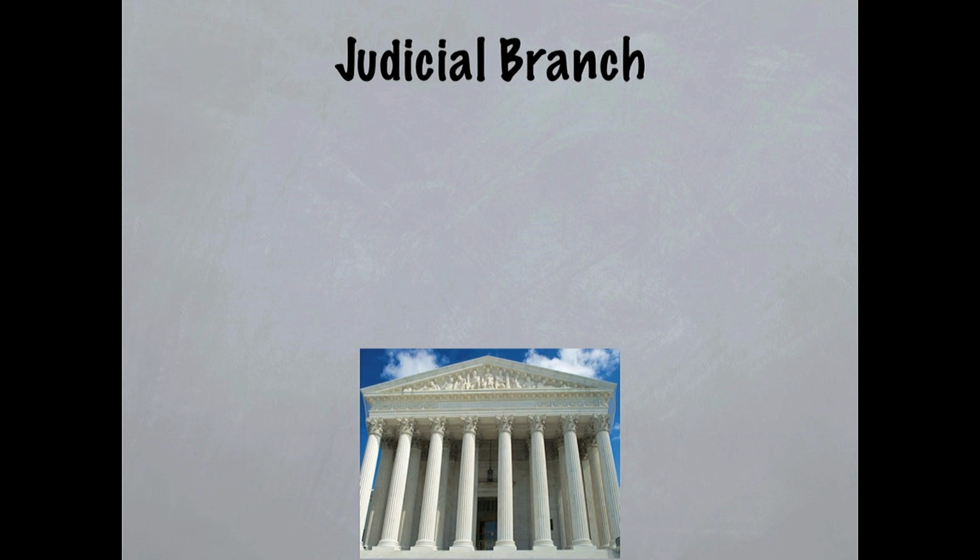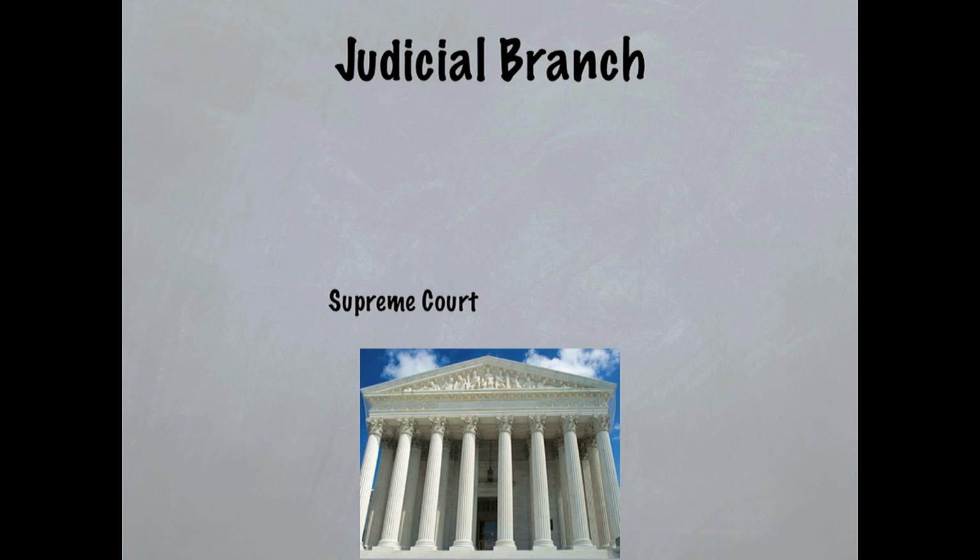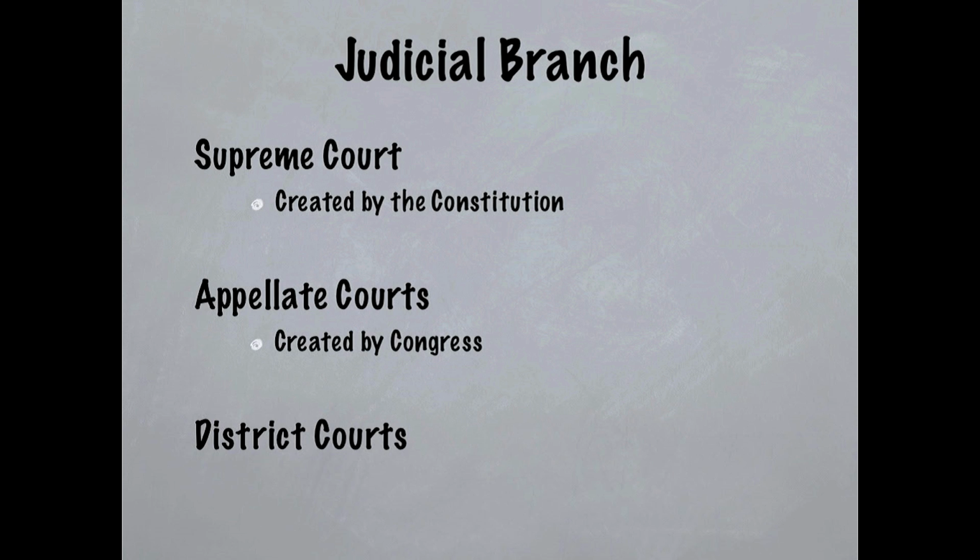The judicial branch is described in Article 3 of the Constitution. Its main role is to interpret laws, and it's led by the Supreme Court. The Supreme Court is the highest court. Below it are numerous federal appellate courts and federal district courts. The Supreme Court was created by the Constitution, and the other two were created by Congress.